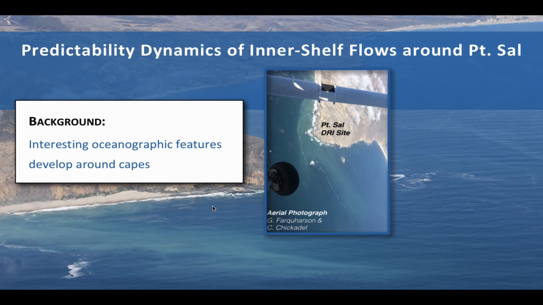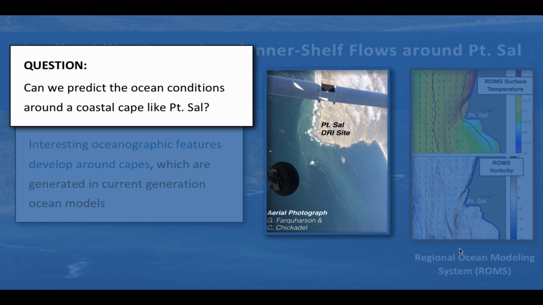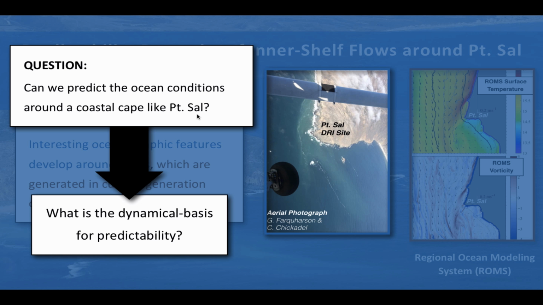Now, some background information. We have seen that there are interesting oceanographic features that develop around the Cape, in particular Point Sal, and that these features are also generated in the current generation of ocean models. And you've seen some talk on the multiple levels of nesting of the Regional Ocean Modeling System. So the main question that I'm going to address is, one, can we predict the ocean conditions around a coastal cape like Point Sal? And two, what is the dynamical basis for the predictability that we find around the cape?